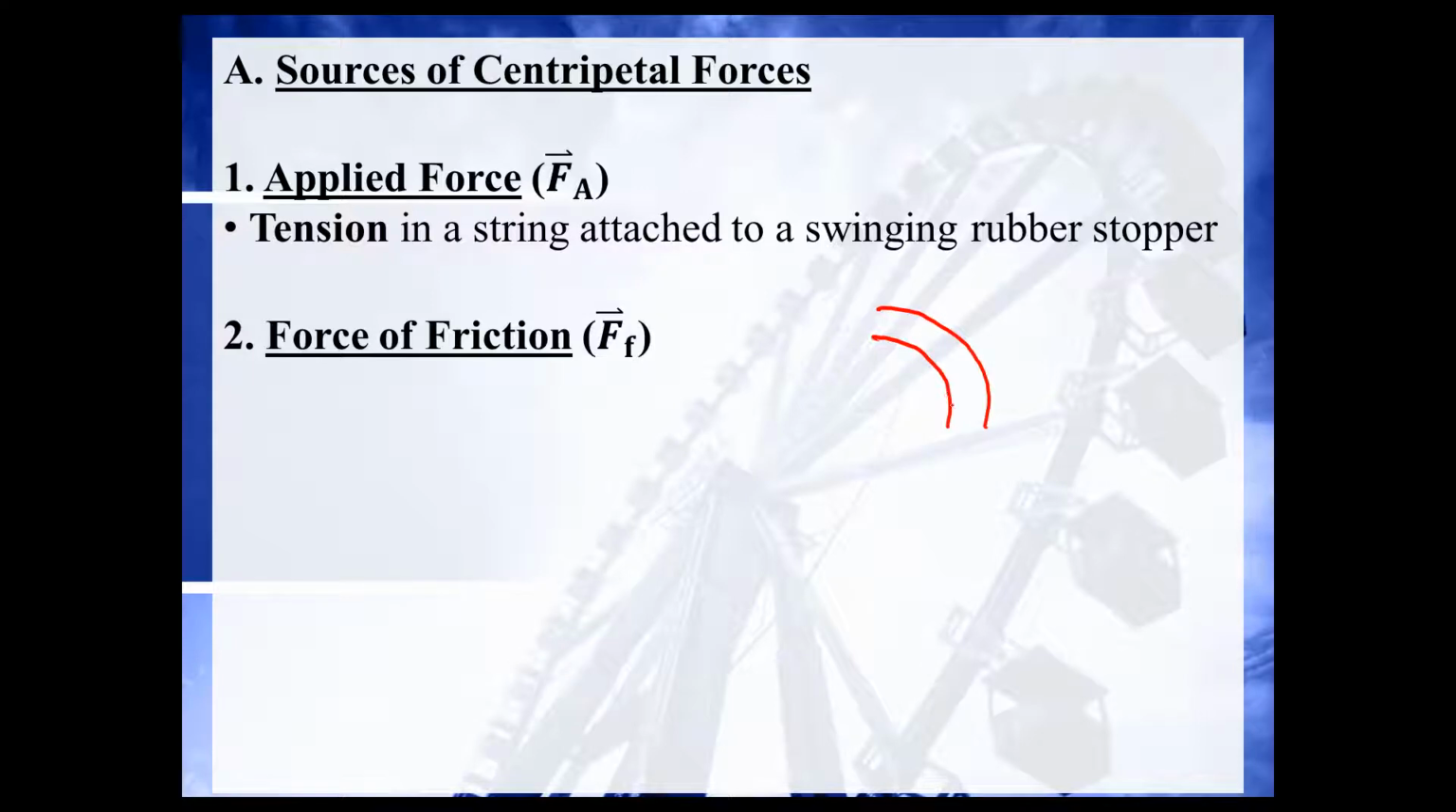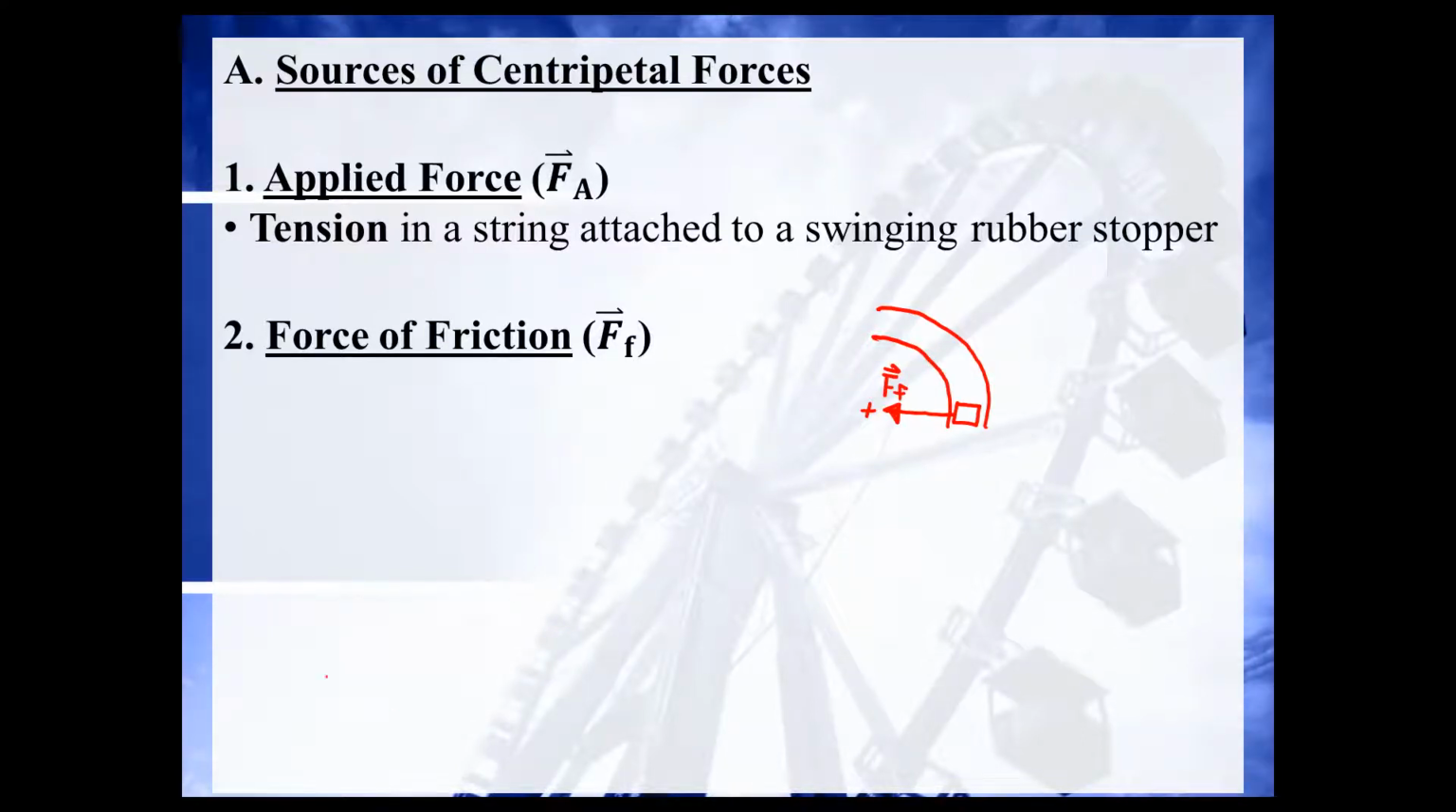Here's my road and I want to make the turn. Now let's draw a box to represent the car. Here's the center of the circle. You need friction between the road and the tires for your trajectory to eventually change towards the center of the circle. So I need a frictional force that's directed towards the center.